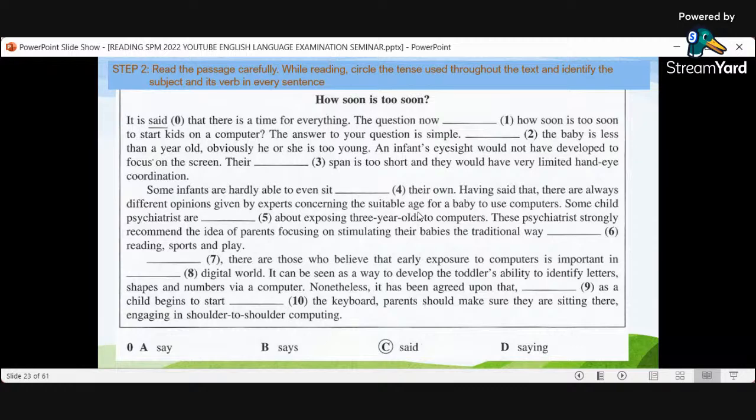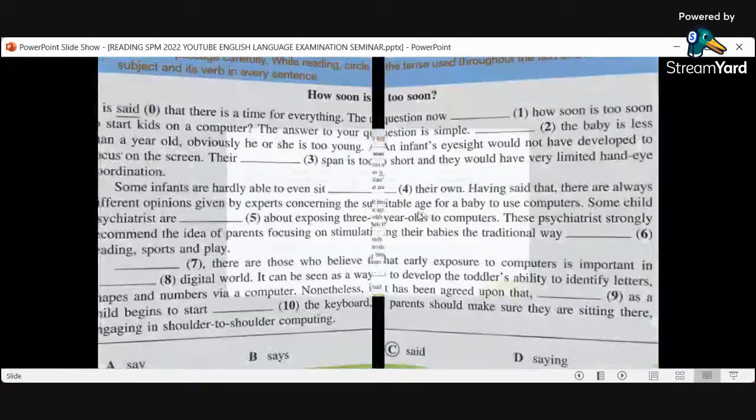So there are those who believe that early exposure to computers is important in the digital world. It can be seen as a way to develop the toddler's abilities to identify letters, shapes, and numbers via a computer. Nonetheless, it has been agreed upon that as a child begins to start the keyboard, parents should make sure they are sitting there engaging in shoulder-to-shoulder computing, right?